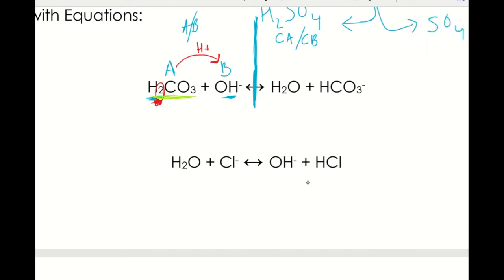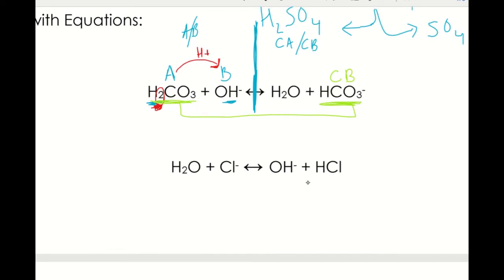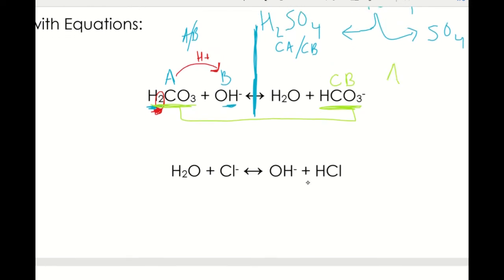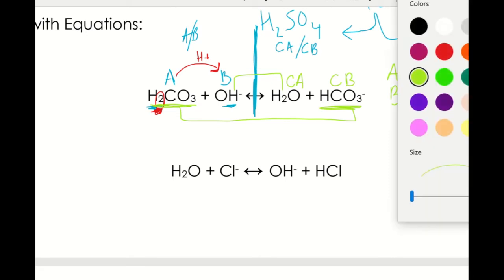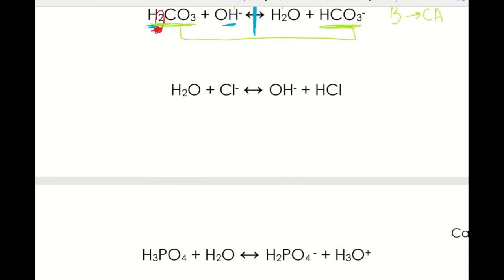So these things are connected. Okay, they both have that carbon and oxygen in them. So if that's the acid, that means this must be its conjugate base. The acid is always paired with a conjugate base, and the base is always paired with a conjugate acid. So that means if OH is the base, that means H2O is the conjugate acid.